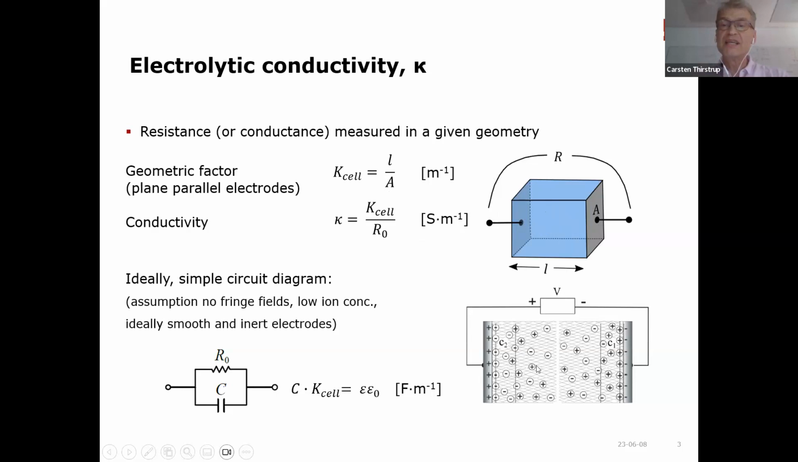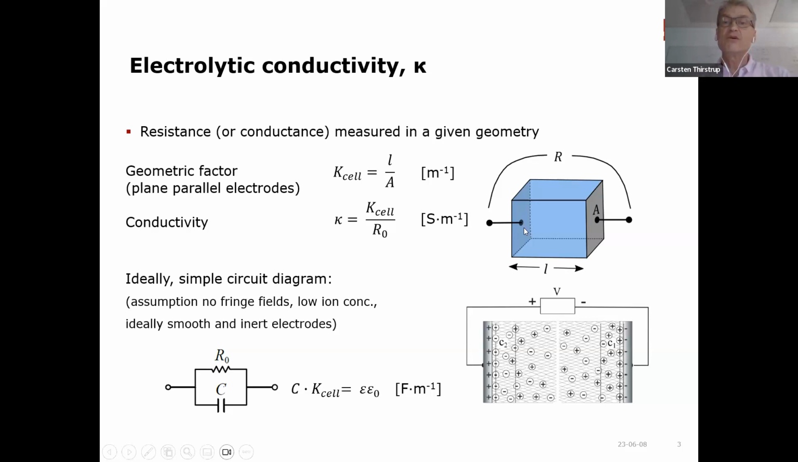If we apply a voltage across the electrodes, then the positive ions will be attracted towards the negative electrode, and the negative ions will be attracted towards the positive electrode. So that means that if you apply a direct current, then the current will stop flowing, and that's why we normally use AC current to make measurements, except at very high conductivity levels where we can use a direct current.